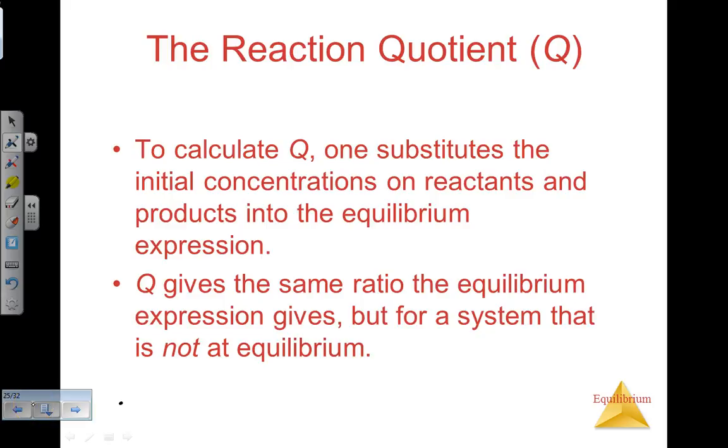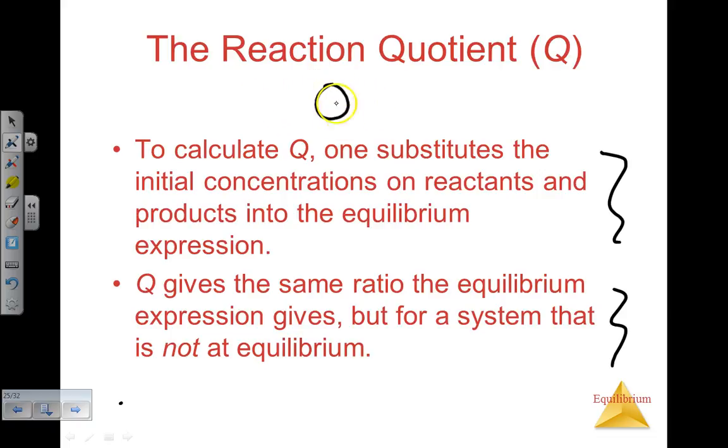Hey everybody, we're just finishing up our section on equilibrium basics, and as we get close to the end of this part, I wanted to spend a little bit of time talking about the reaction quotient. Now, the reaction quotient is very similar to the equilibrium constant. Mathematically, it's actually exactly the same.